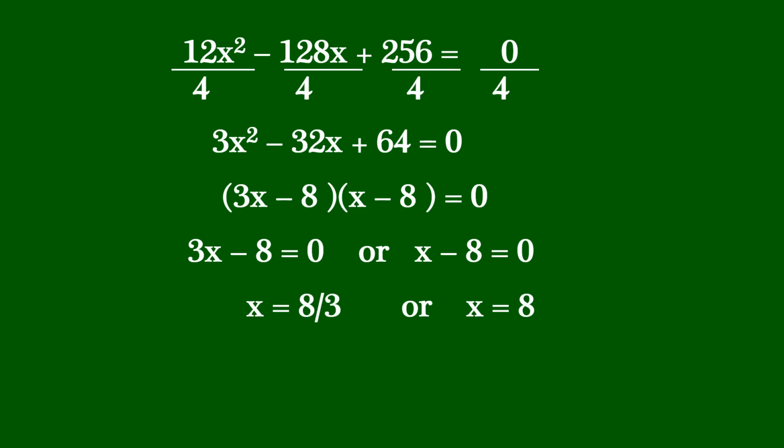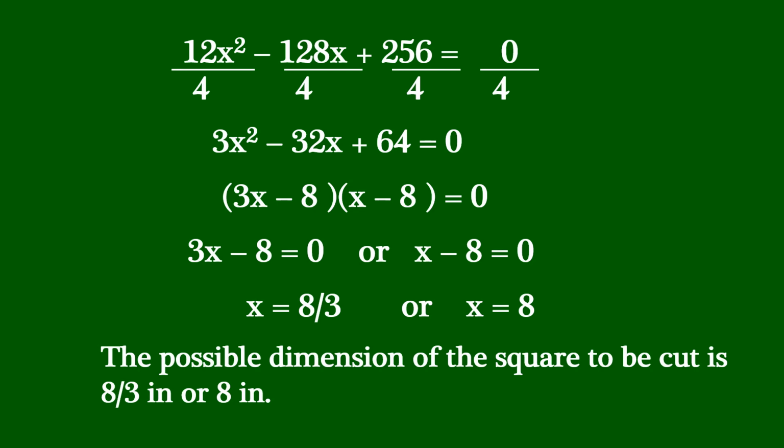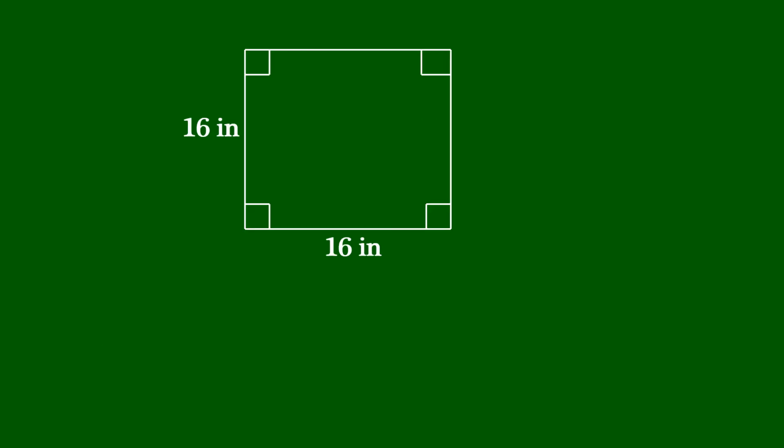Now, which of these two is acceptable? Maybe both of them are acceptable, maybe only one. Let's look at our problem again one more time. Remember, x represents the side of the square, or the dimension of the square that should be removed from each of the four corners of the cardboard. So here is the cardboard. We are going to either remove the 8, if that's possible, or remove 8/3 from each corner if it's possible.